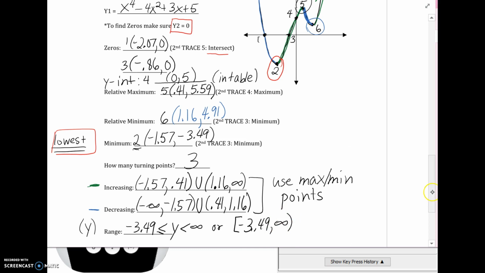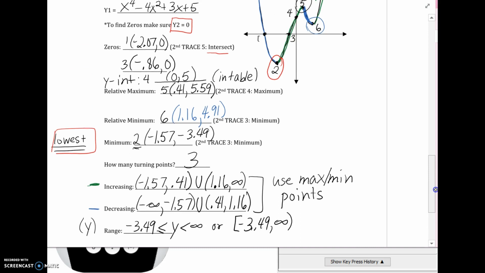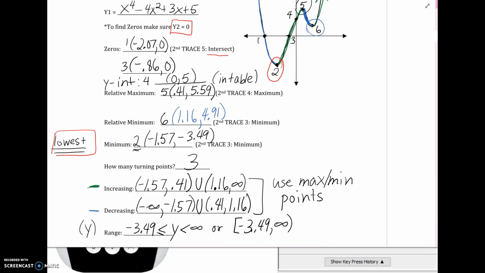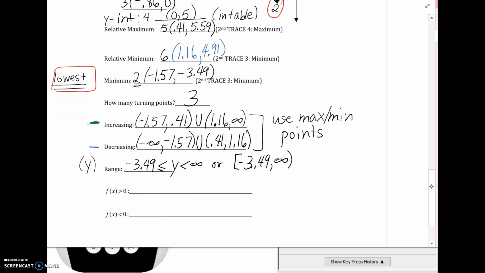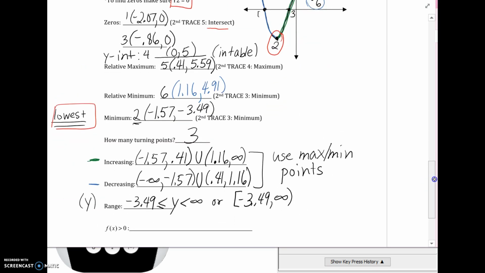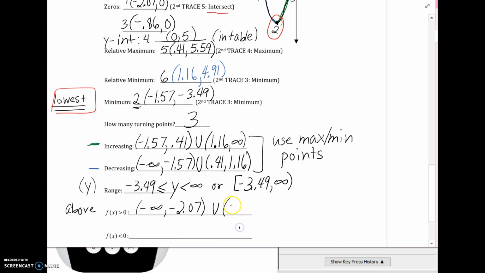And then we have the greater than 0, less than 0 part. So that's going to be using your zeros. You can use covering it up. That's going to happen at negative infinity to the first point is above. So negative infinity to negative 2.07. And then this is above. And union. And then starting again at point 3, so negative 0.86, comma, infinity.